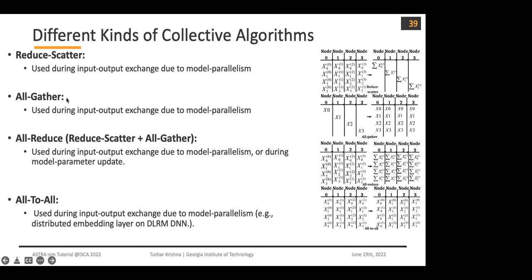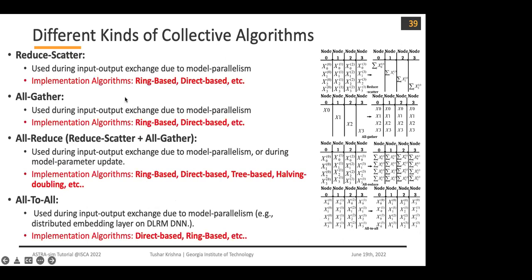And all to all is where, as the name suggests, you have copies of gradients that you're sending to everybody. This is usually done in model parallel, as I mentioned, especially for the embedding layer in DLRM. And for each of these, there can be different implementation algorithms. For doing a reduce scatter, there are different kinds of implementation algorithms, and likewise for all reduce. These are often known as topology-aware algorithms that I'll mention in a bit. Again, keep in mind that there's the algorithm itself, and then there's its implementation.